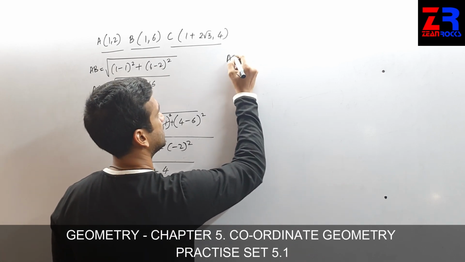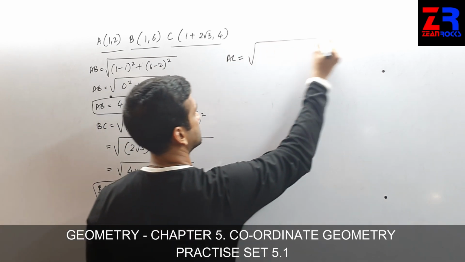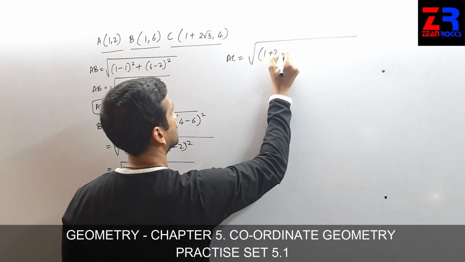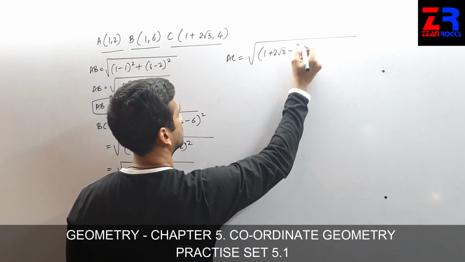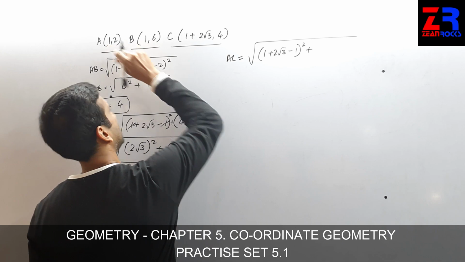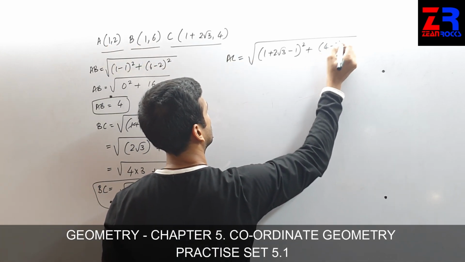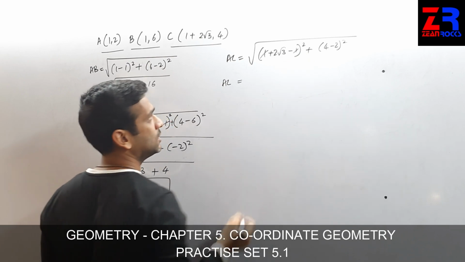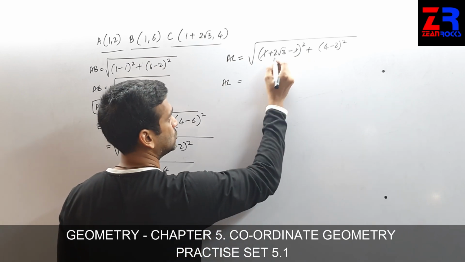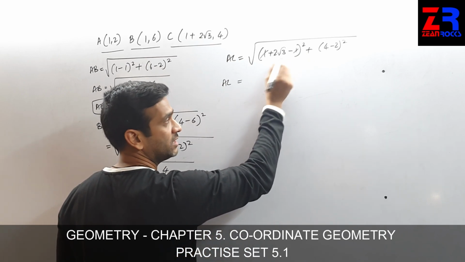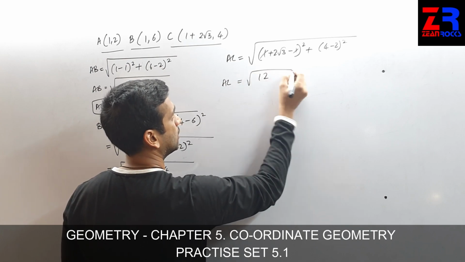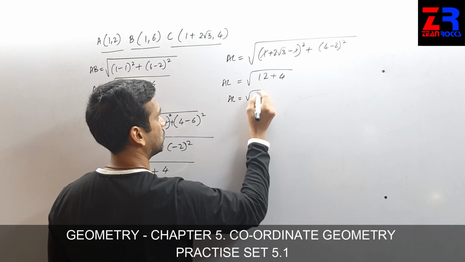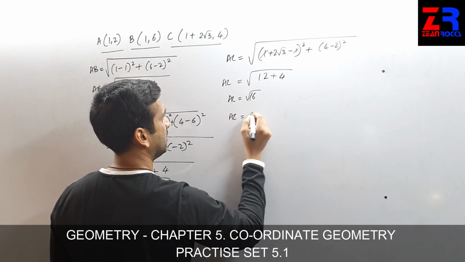Then I will find AC. AC, same formula. First term minus first term. 1 plus 2 root 3 minus 1 the whole square plus 4 minus 2 the whole square. So AC will be 1 will get cancelled. 2 root 3 square is 2 2 is 4. Root 3 into root 3 is 3. 4 3 is 12. Plus 4 minus 2 is 2. 2 square is 4. So AC will be root 16. That is AC will be 4.